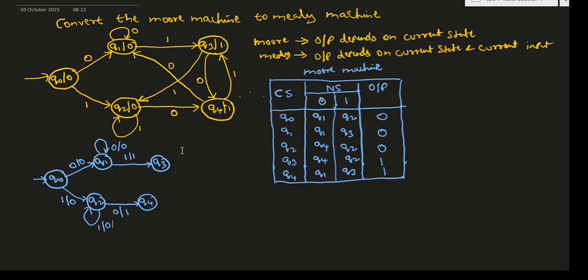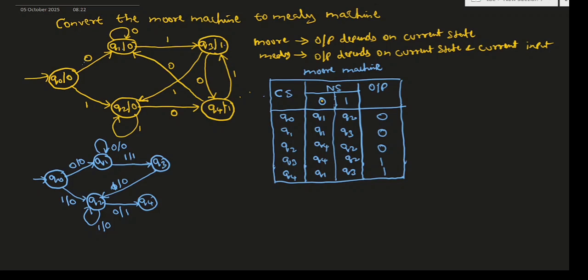Okay. Now, we'll go for the next one. Q2, 0 and 1 have been completed. We'll go for Q3 now. In Q3, when 0 is applied, it is going to Q2. And what is the output for Q2? The output for Q2 is 0. So, 0 bar 0. In Q3, when 1 is applied, okay, sorry, in Q3, when 1 is applied, it is going to Q2, isn't it? So, I make it 1 bar 0.